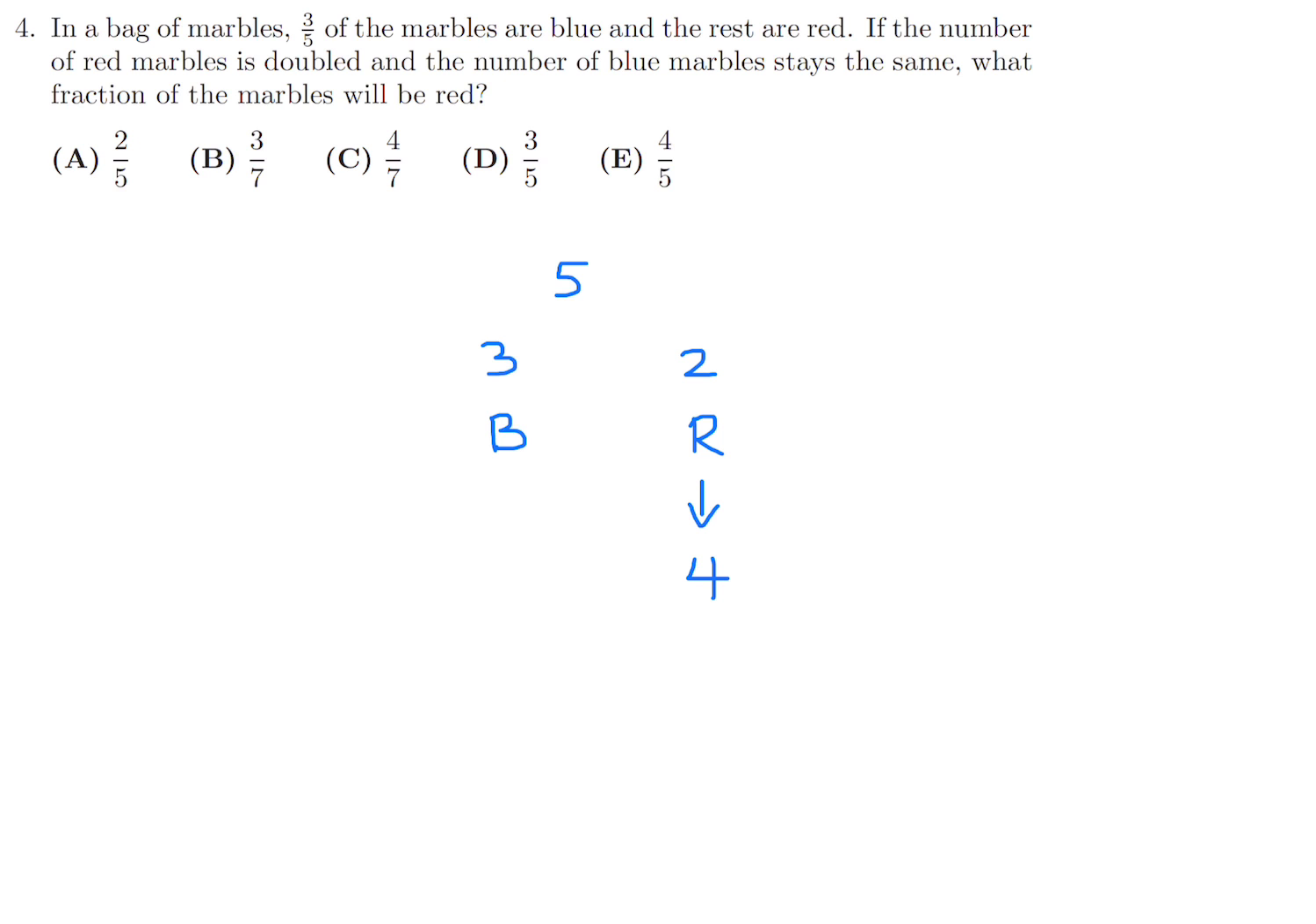And the number of blue marbles stays the same, which is 3. And now they're saying what fraction of the marbles are red. Well, now you have 4 plus 3, which is 7 marbles. And of those, 4 are red. So 4 over 7 is the answer. So number 4, the answer is C.